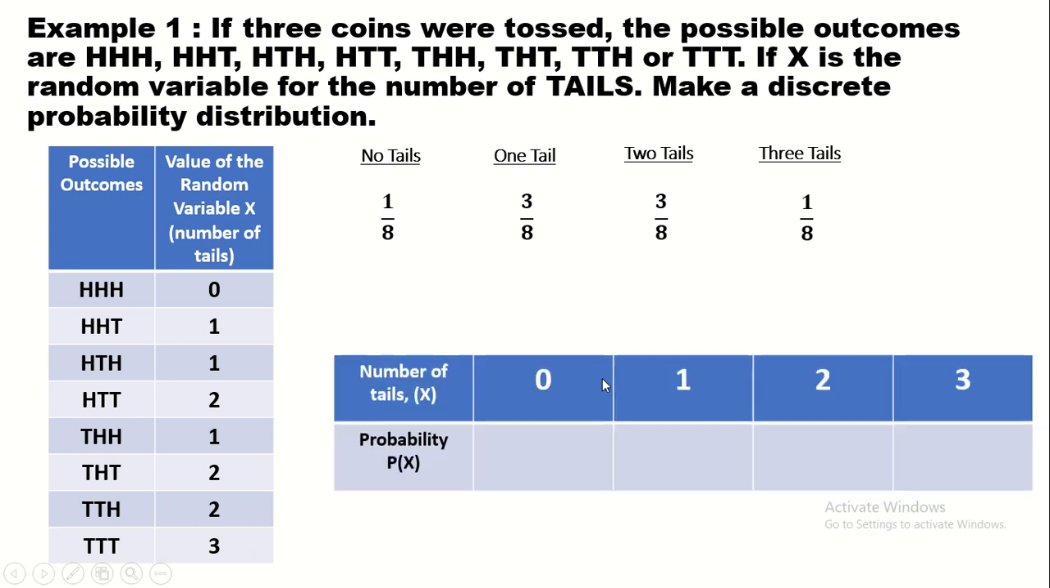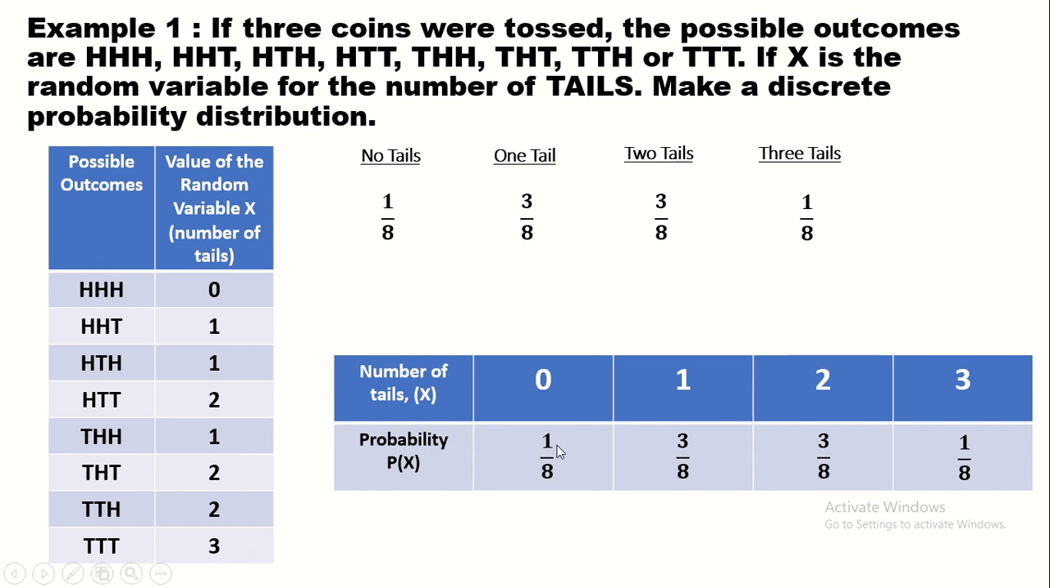Now, let's have the discrete probability distribution. Let's check if it is valid. What is the first property of a discrete probability distribution? The sum of P of X should be equal to 1. So, 1 plus 3, that is 4. Plus 3, that is 7. And plus 1, that is 8. So, when you add all four of these, that is equal to 8/8. That is 1. Or 8 divided by 8, that is 1.